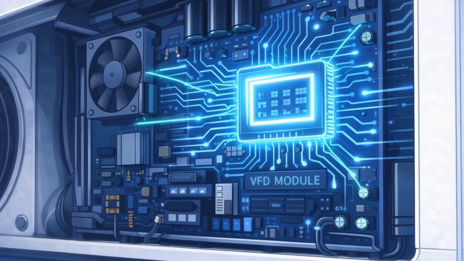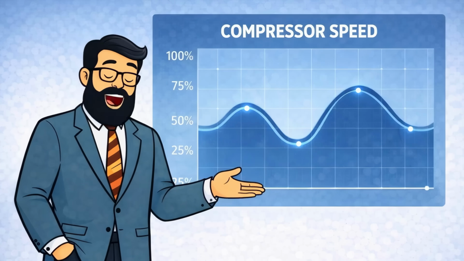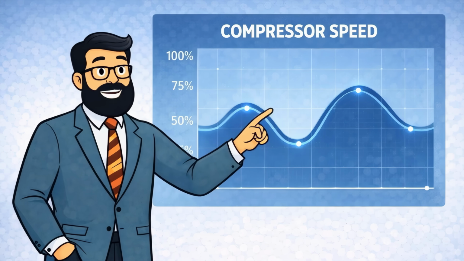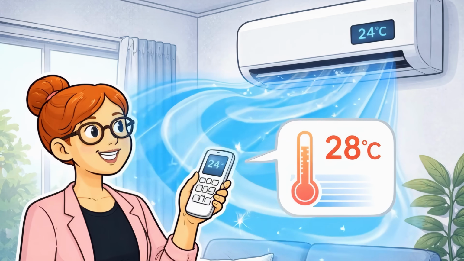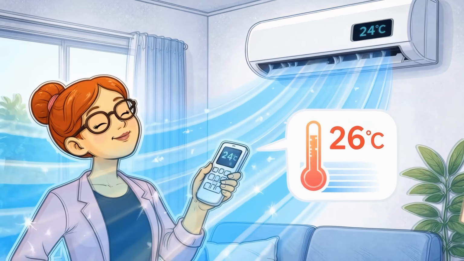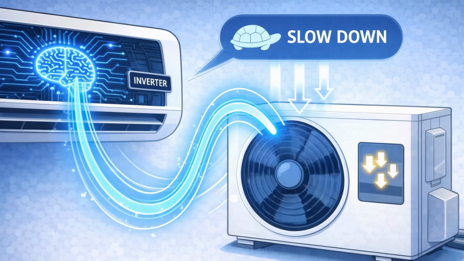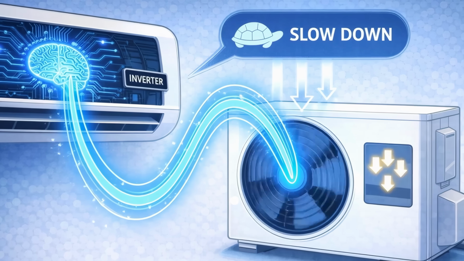Inside an inverter AC is a piece of hardware called a variable frequency drive. In simple terms, it can change the speed of the compressor motor. When you turn on an inverter AC and set it to 24 degrees, it starts just like the other one, at high speed to cool the room down quickly. But as the room gets closer to that 24-degree mark, something amazing happens.